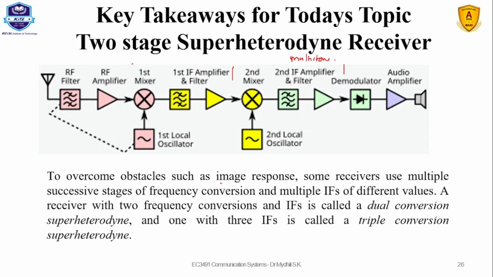To overcome image responses, some receivers use multiple successive frequency conversions, and multiple intermediate frequencies of different signals are considered. Frequency conversion involving more than one IF is called dual conversion superheterodyne, and one with three IFs is called a triple conversion superheterodyne receiver.